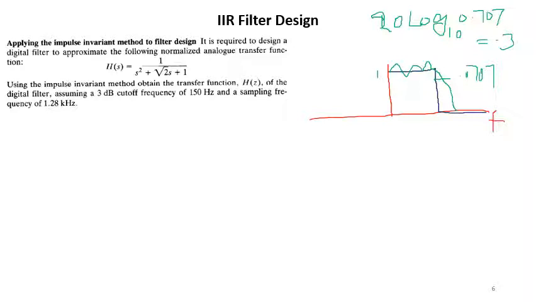So converting it into radian, for example we represented it as Wp, so Wp will be equal to 2 pi into 150. So that's something like 300 pi radian per second, right?